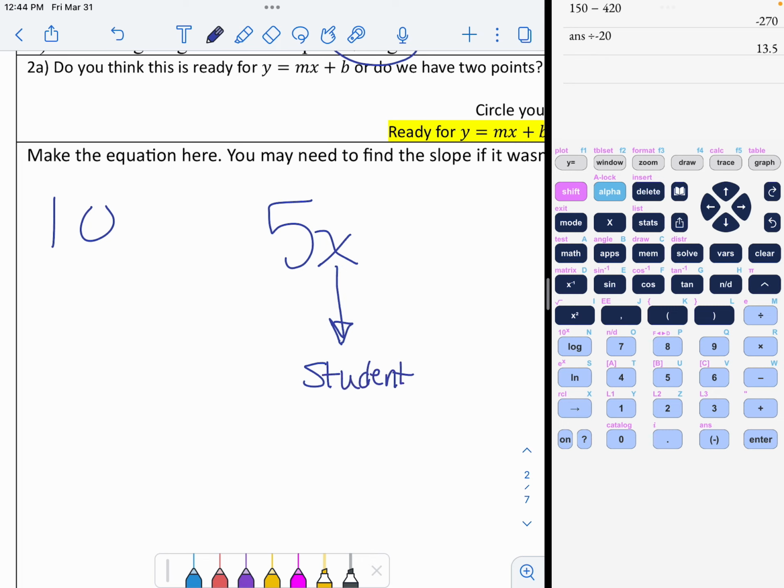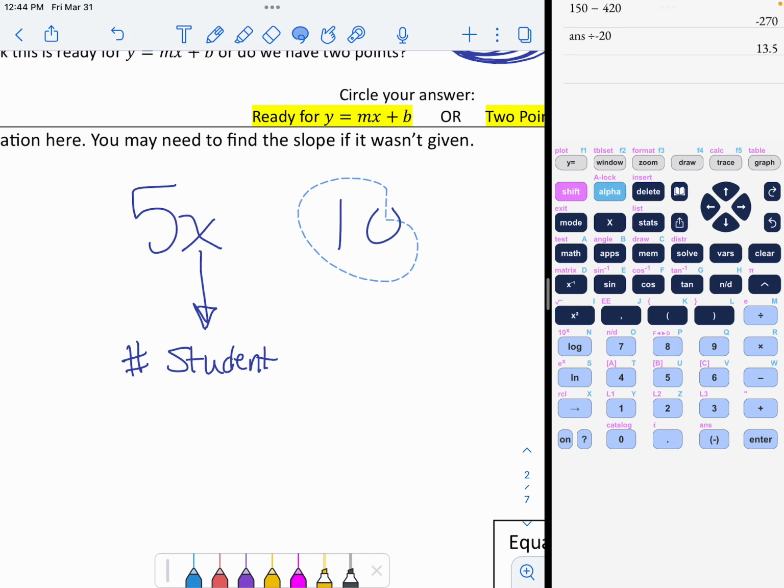So X must represent how many students? I'll just write number of students. So what in this world is this 10 going on, right? Well, this is just your beginning value. So I'm just going to write beginning amount.